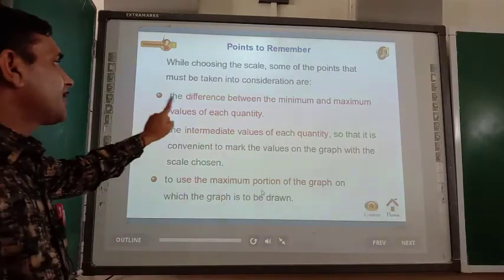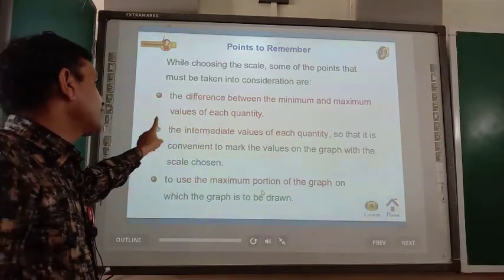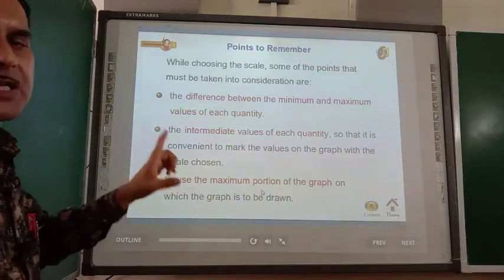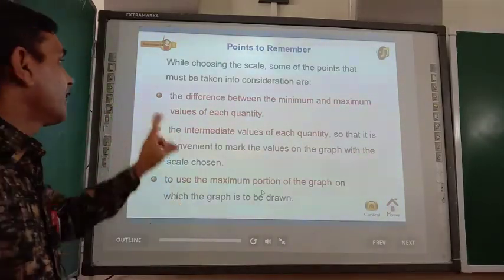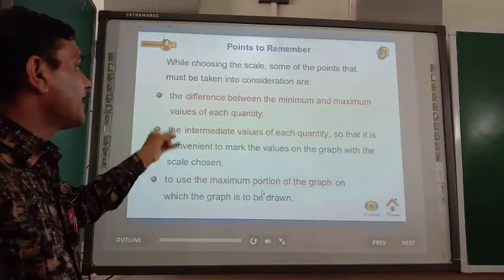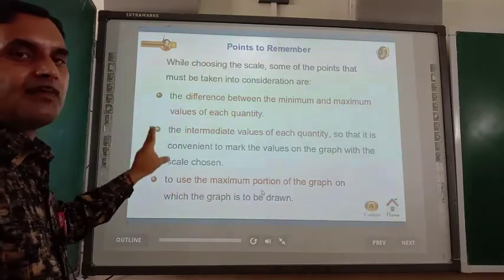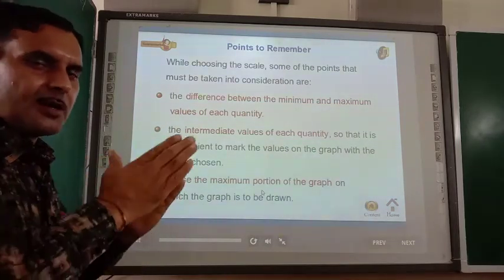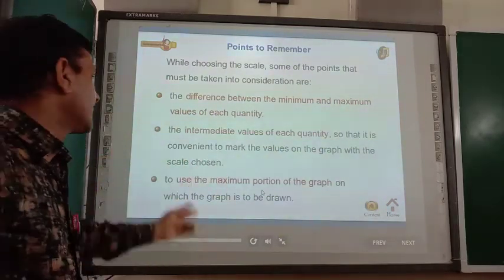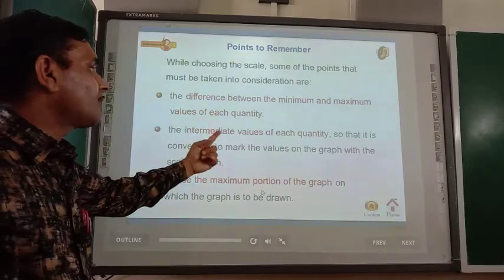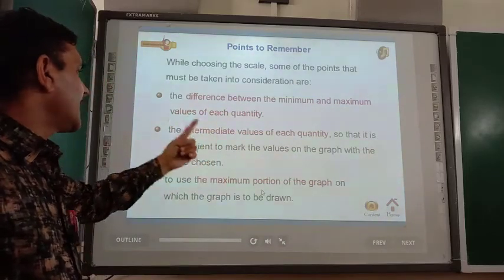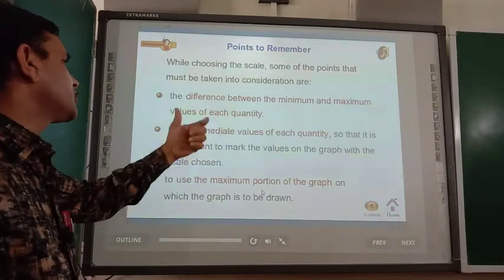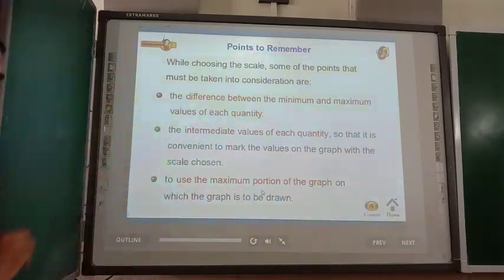Number one, the difference between the minimum and maximum value of each quantity. This is the first precaution you must take while selecting the maximum and minimum value of each quantity. Are you getting my point or not? It means the difference should be common, with the intermediate values of each quantity chosen so that it is convenient to mark the values on the graph with the scale chosen. Just try to understand.